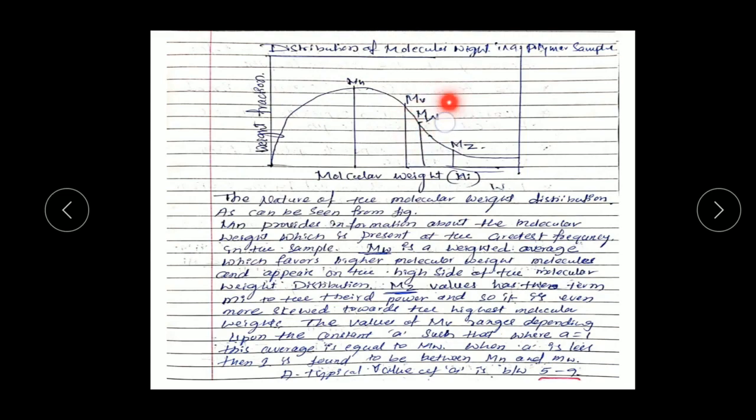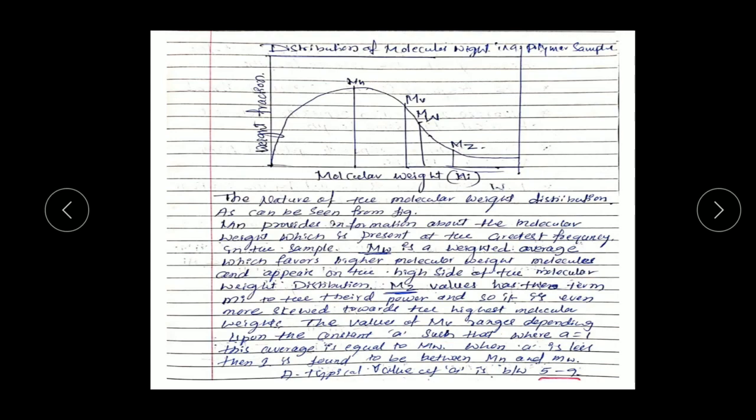Mw is the weighted average, which favors higher molecular weight molecules and appears on the high side of the molecular weight distribution. Whereas Mz has the term Mi to the third power, and so it is even more skewed towards the higher molecular weight.